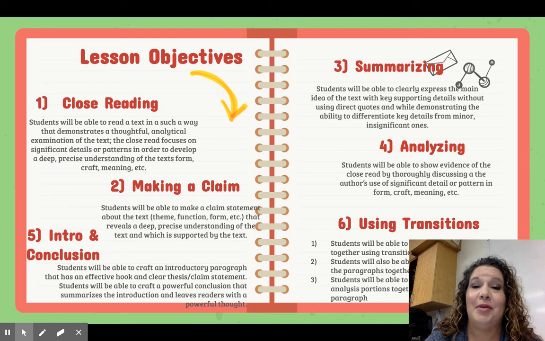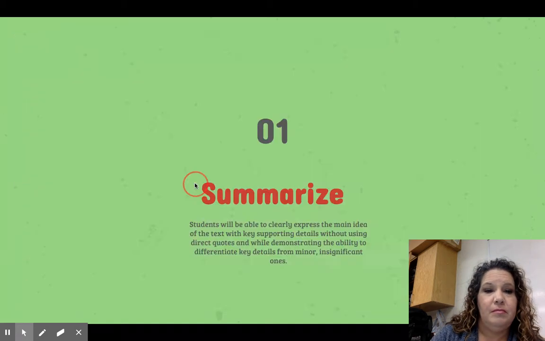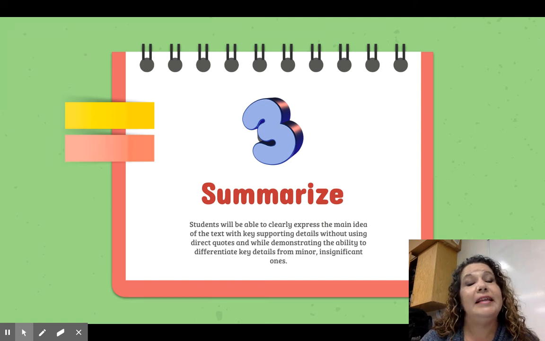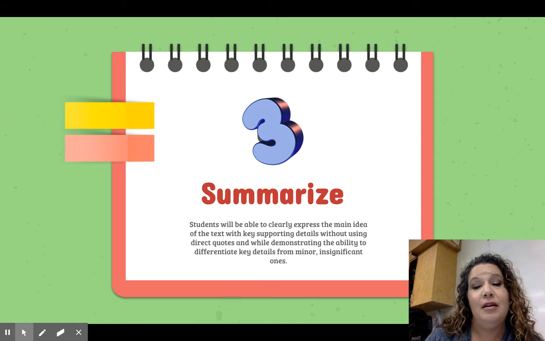Today, specifically, is summarizing, step 3. Students will be able to clearly express the main idea of the text with key supporting details without using direct quotes, while demonstrating the ability to differentiate key details from minor and significant ones. Again, we're working specifically on summarizing. At the end of today's lesson, you will be able to clearly express the main idea of the text you're working with, and you will be able to identify the key supporting detail without using any direct quotes, while you demonstrate the ability to differentiate between more minor and significant ones.